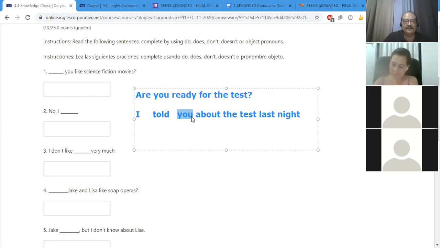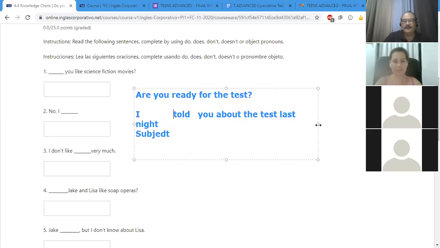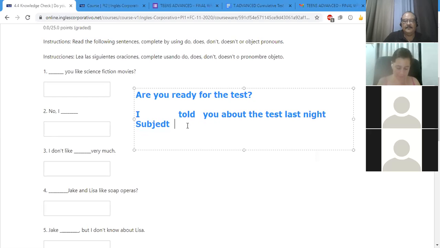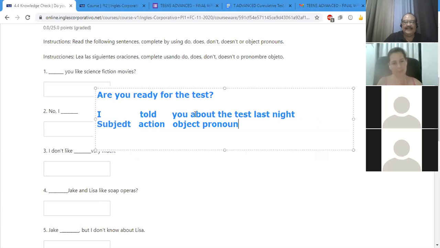Okay, it's the you that you see here. Here you see the subject. Then you see here the action. And here is the object pronoun. So decimos, I told you, le dije, les dije, right? This is what we say, I told you last night. Then you say, for example, I gave you many examples.